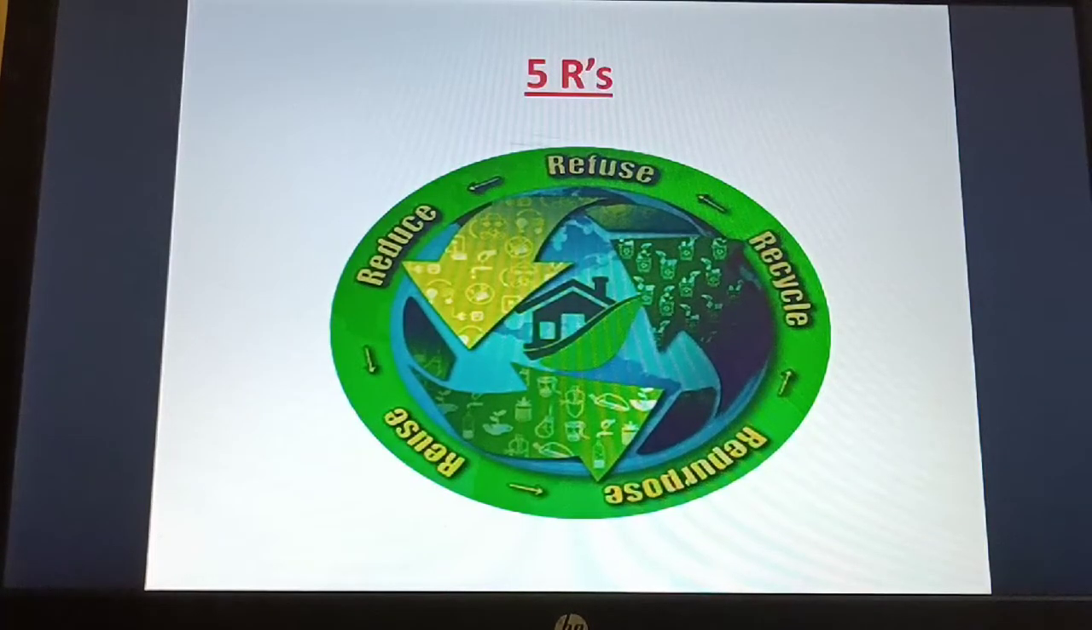And then recover, or repair, is nothing but recovering the earth. Today if you see, the earth is getting sick, isn't it? So it is our work to recover the earth. Recover is nothing but allowing the earth to be better, to grow our earth. So if you follow these 5 R's, we can easily reduce the usage of plastics.